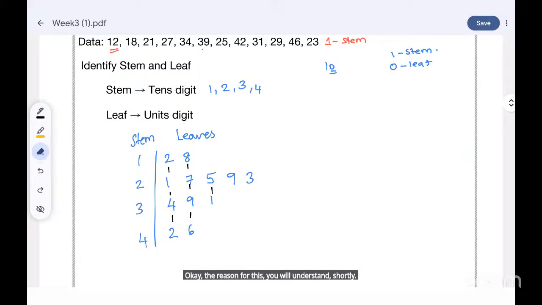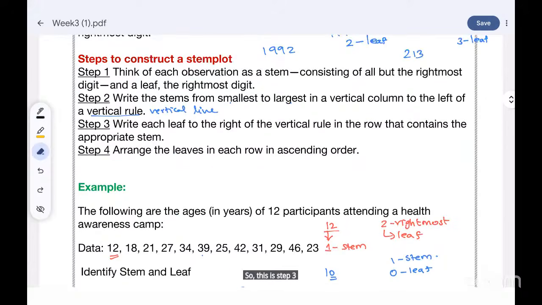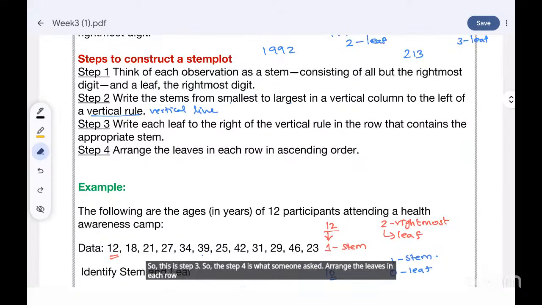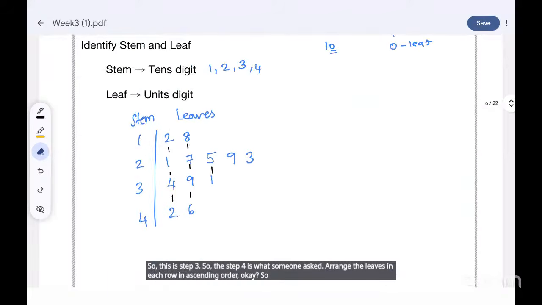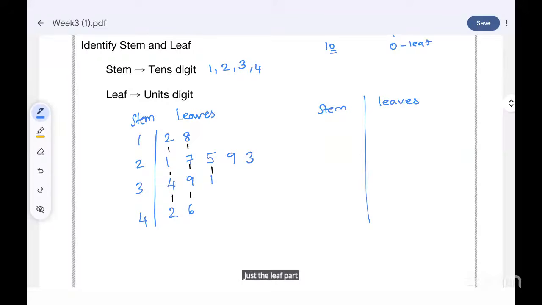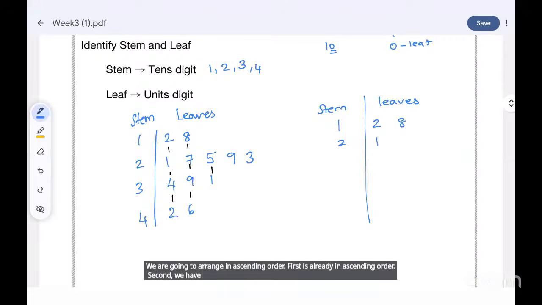So this is step 3. So step 4 is what someone asked: arrange the leaves in each row in ascending order. Okay. So what we are going to do in step 4, whatever we have done here, just the leaf part, each leaf we are going to arrange in ascending order. First is already in ascending order. Second, we have to arrange it in ascending order.